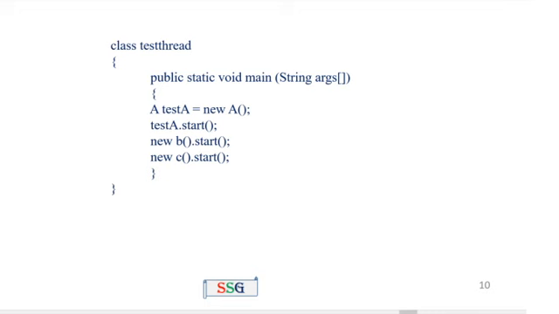Okay, the next one, the main method. Here the main class name is class TestThread, public static void main(String[] args). A testA = new A(). First you have to create the object for the class, then the object name dot start(), or otherwise another syntax is new B().start(). That is creating the object and calling the start method. Then the third one, creating the object for the C class and calling the start method.